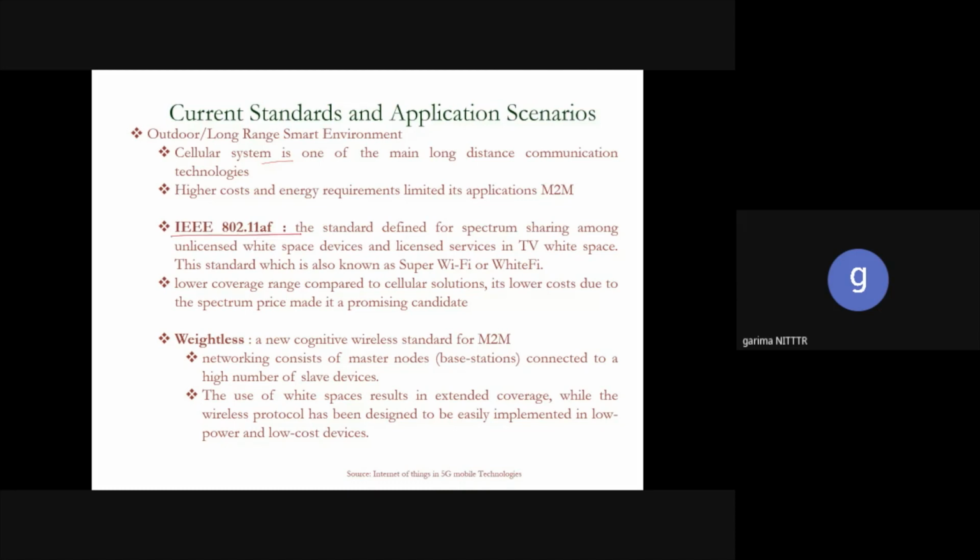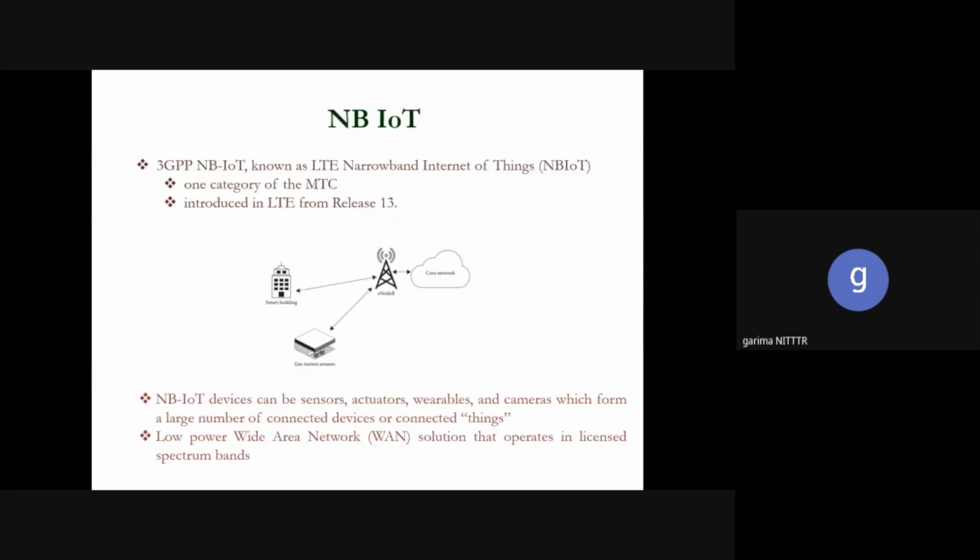Then we have IEEE 802.11 af. Then we have Weightless systems also for machine-to-machine communications. So these are some newly identified ranges or solutions, and some previously established standards are also there. And one more solution was provided in Release 13 by 3GPP, the Third Generation Partnership Project, which is a body responsible for identifying solutions for different cellular applications. And in that they have identified narrowband IoT.